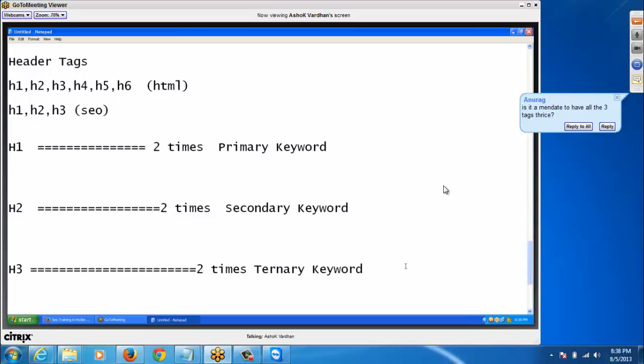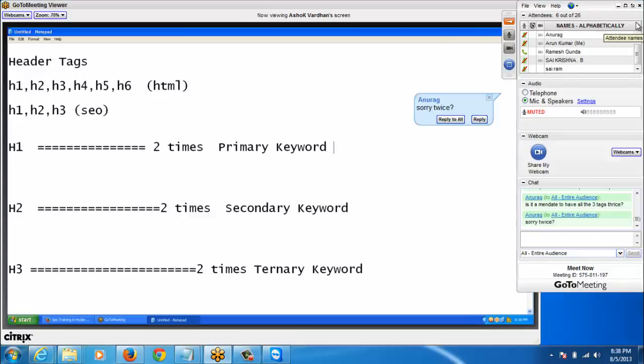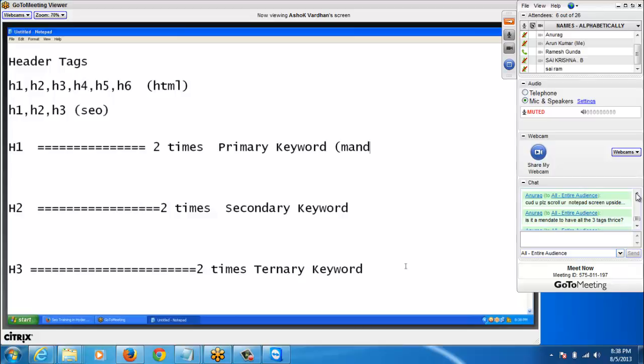No, all these 3 tags are not mandatory, but h1 is mandatory. Not twice, one time only. But don't use it 3 times. When you use it 3 times, that is spamming. Only 2 times. For example, if you don't want h2 tag 2 times, use it 1 time. 1 time is mandatory, 2 times is not.